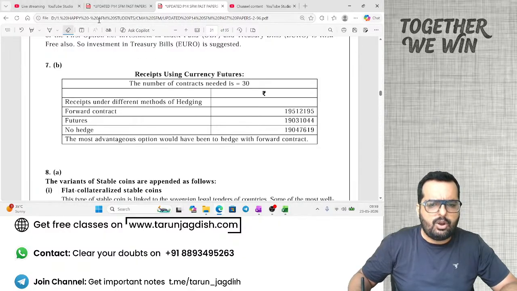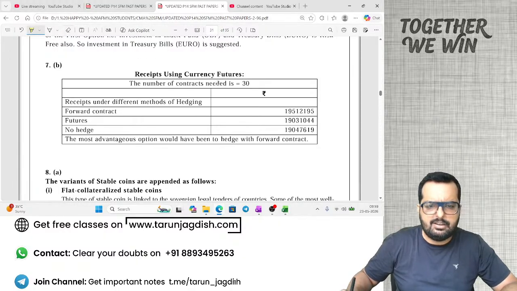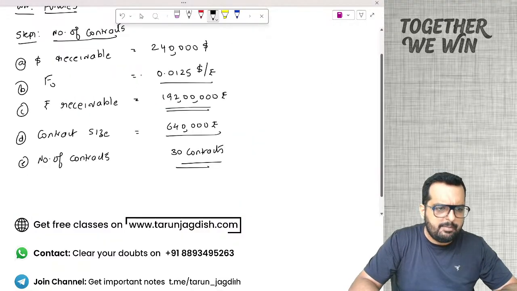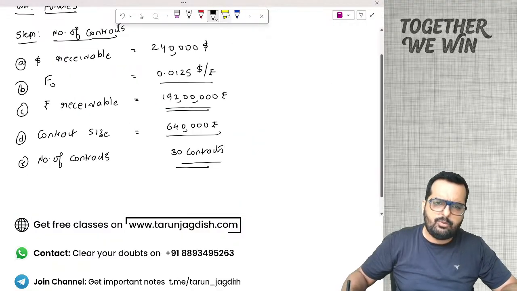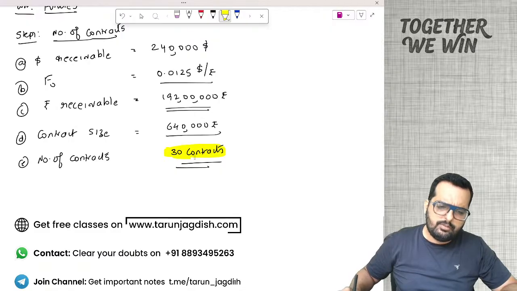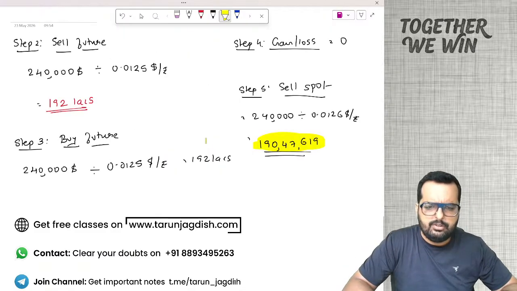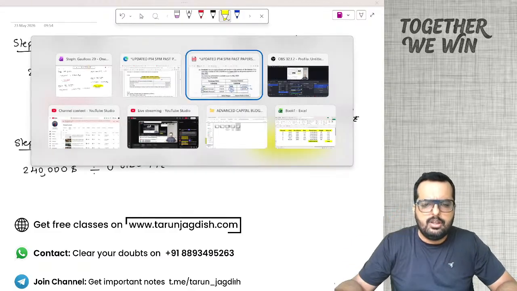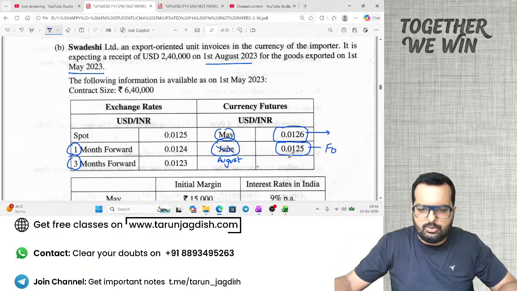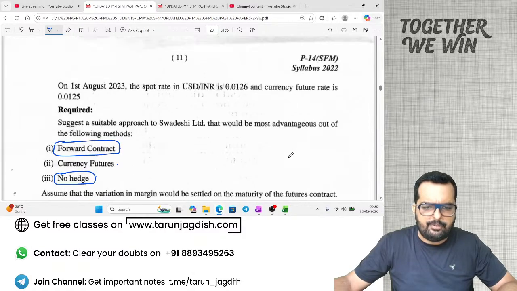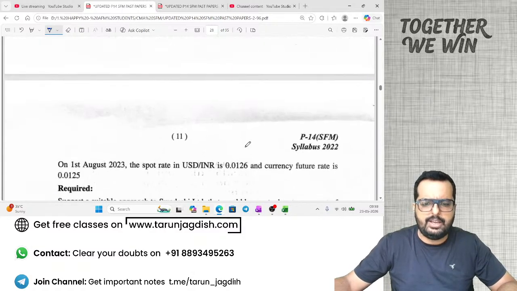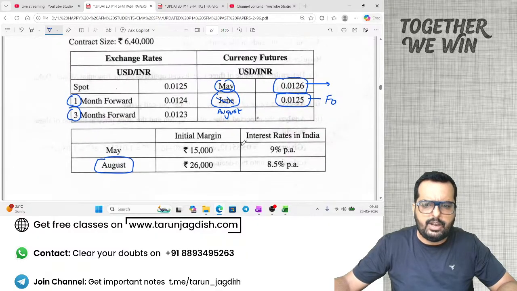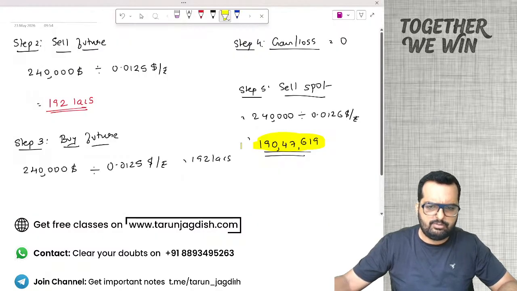But hold on. They have got the number of contracts needed as 30. Wait. Number of contracts they have given as 30. So then it is correct what we have done. Whatever we have done is correct, friends, 30. So in that case, if you do it as 30 contracts, you get 0.0125. Down you have F1 is 0.0125. It will become nullified. Then your spot rate will be 0.0126 is your S1.